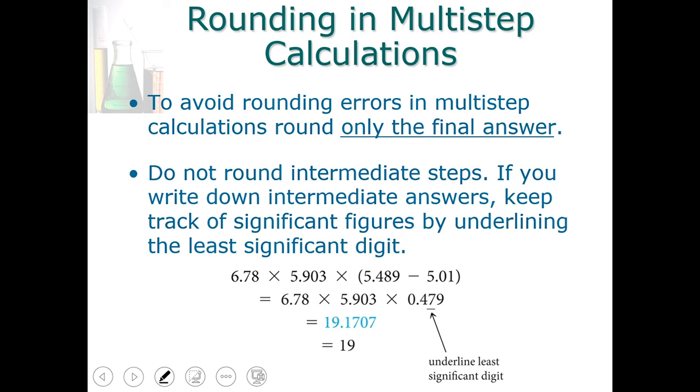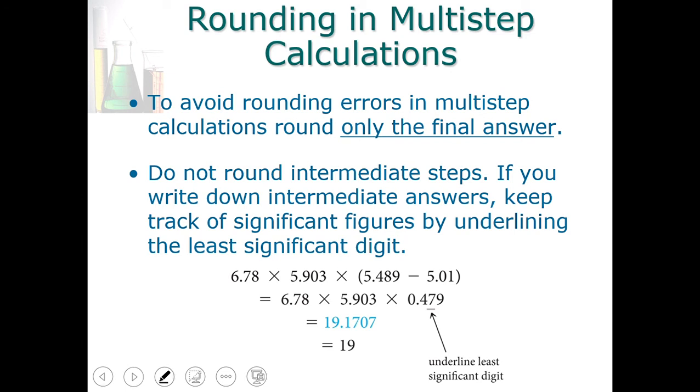Okay, the last one here is what happens if you have multi-step calculations? The convention is that we are going to keep all of our numbers in our calculator and do the rounding at the final answer. However, although we don't round intermediate steps, you have to keep track of the sig figs, perhaps by underlining the least significant digit. So let's look at this operation here. Notice that it has a multiplication and then in parentheses a subtraction. The rule is let's do the operation in parentheses first. 5.489 minus 5.01 gives me 0.479. That's what the calculator says.